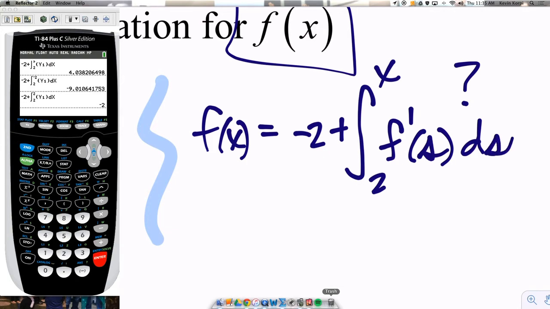Yeah, f prime of s ds. College Board typically uses t, of course, right? Because time is another variable we use a lot. But you could choose, as long as it's something different than x, now there's no confusion what the independent variable is, right, when you say f of x.